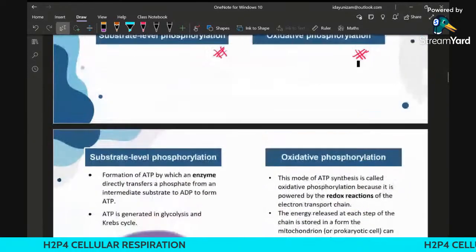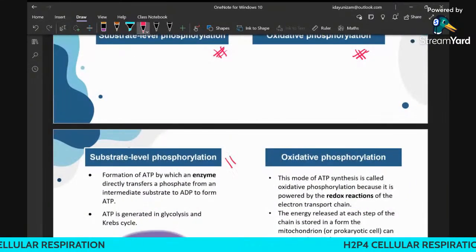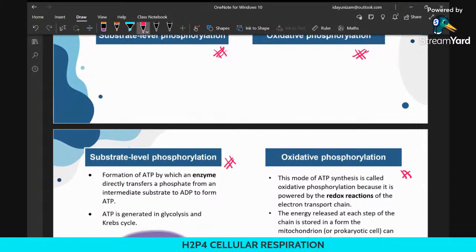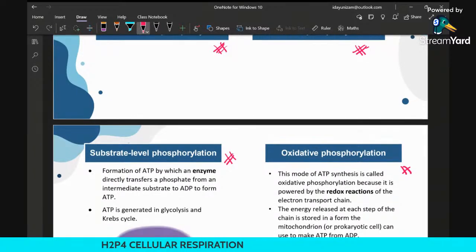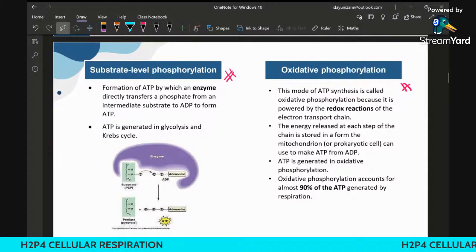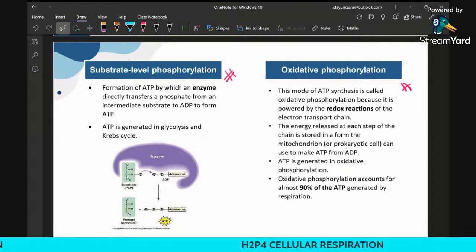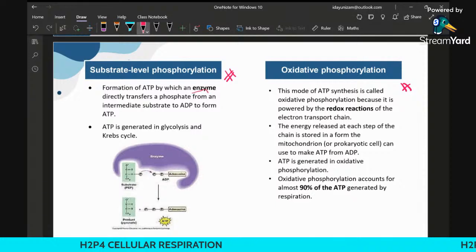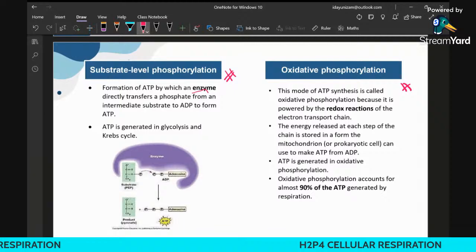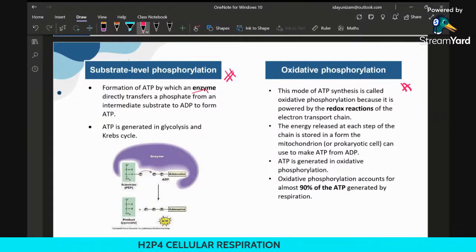Okay, so please focus on the names of the process, class. Substrate level phosphorylation and oxidative phosphorylation are very important chemical reactions which are involved in producing the ATP. Okay, let's start looking at the process. Where are we going to start?